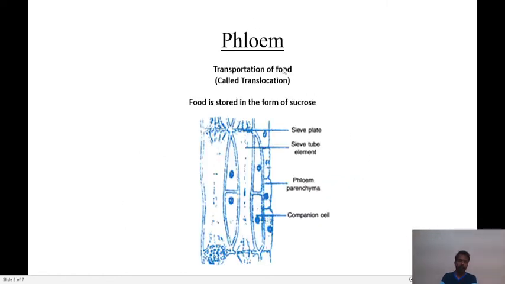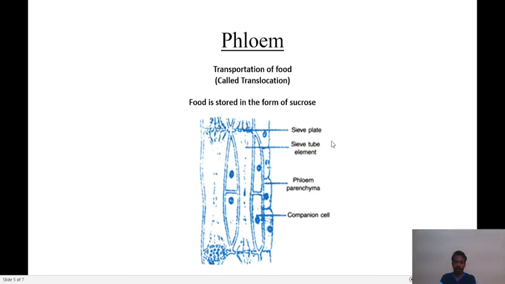The second tissue is phloem. Phloem basically transfers different minerals and food to various different parts of the plant. The transportation of food is also called translocation. The food is stored in the plant tissues in the form of sucrose, and the transportation of food occurs mainly with the help of the sieve tube and the companion cell. They perform together for the transportation of food.